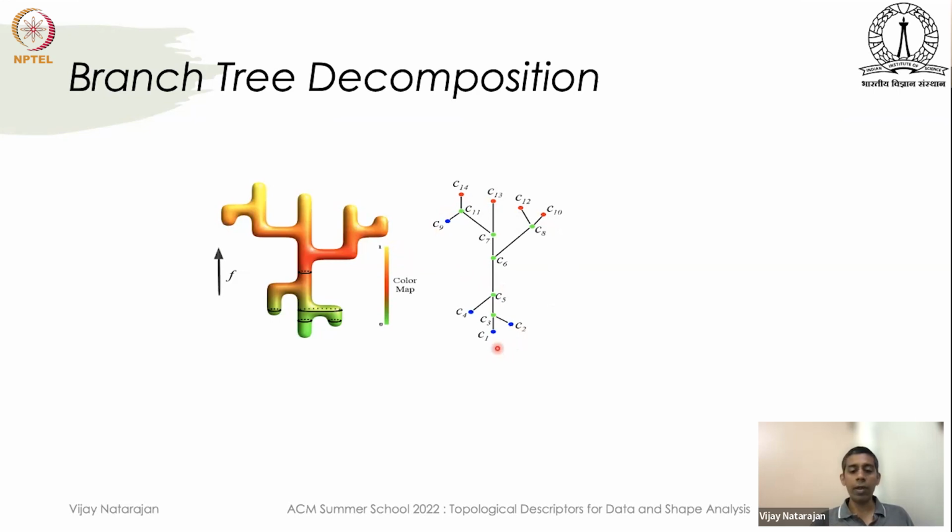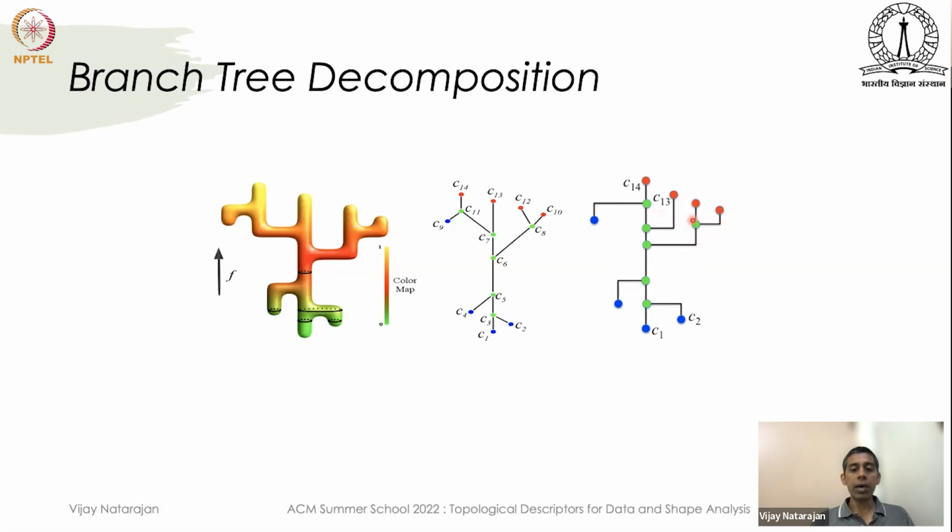which moves the focus away from nodes and arcs to trunk, branches, and their children branches, right? So the branch tree decomposition looks like this. There is a root branch C1, C14, and all branches that hang from that parent branch, and hierarchically so, right?